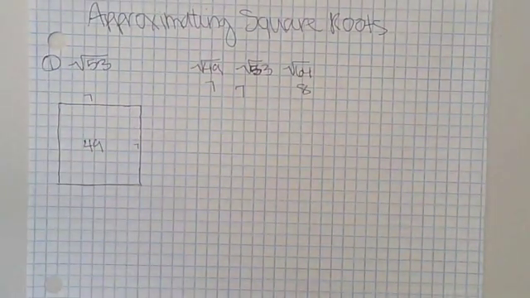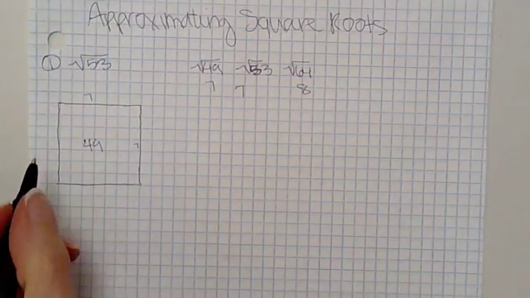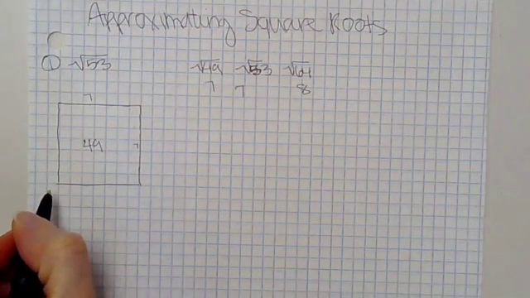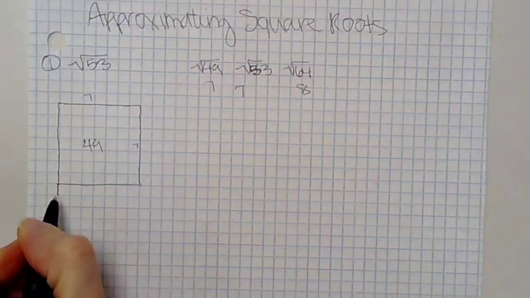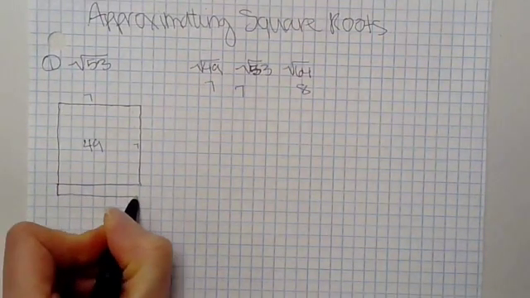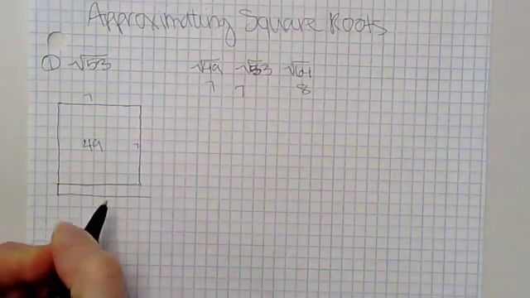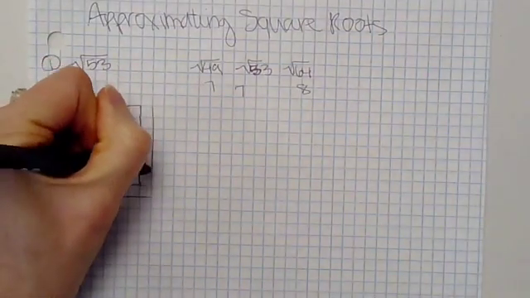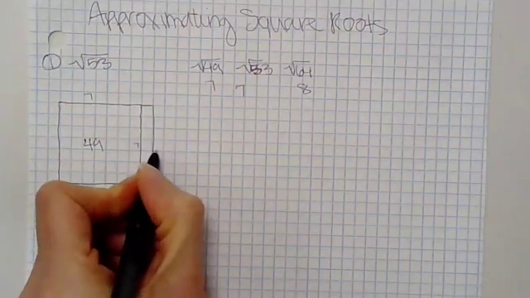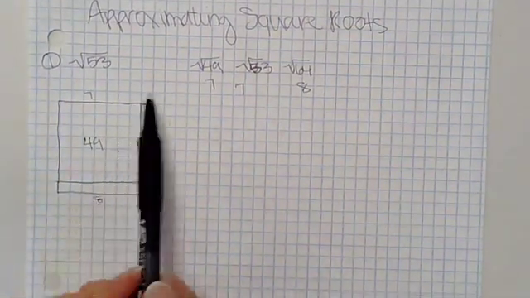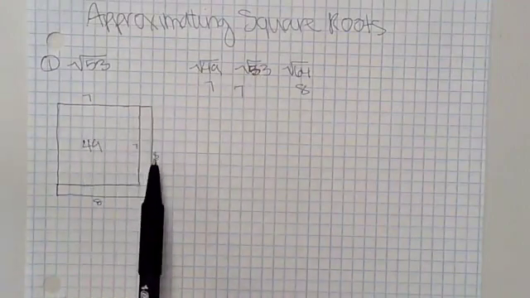The next perfect square would be 64. So I'm just going to go ahead and draw that one. I'm going to extend it out. So the next one would be an 8 by 8 square. So this one's 8 by 8. So our square root is somewhere in between this 7 and this 8.